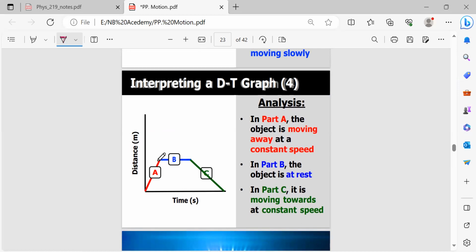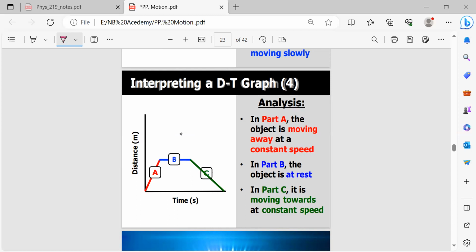Sometimes in the exam, you find this shape of the graph, and you're asked to interpret it or choose in which section the body is moving with constant speed. So you're going to choose A and C. In A and C, the body is moving with constant speed. Which part of the graph represents a body at rest? It would be B, the body is at rest. Which section represents the motion of the body when it's returning back to the reference point? It would be C, and so on.